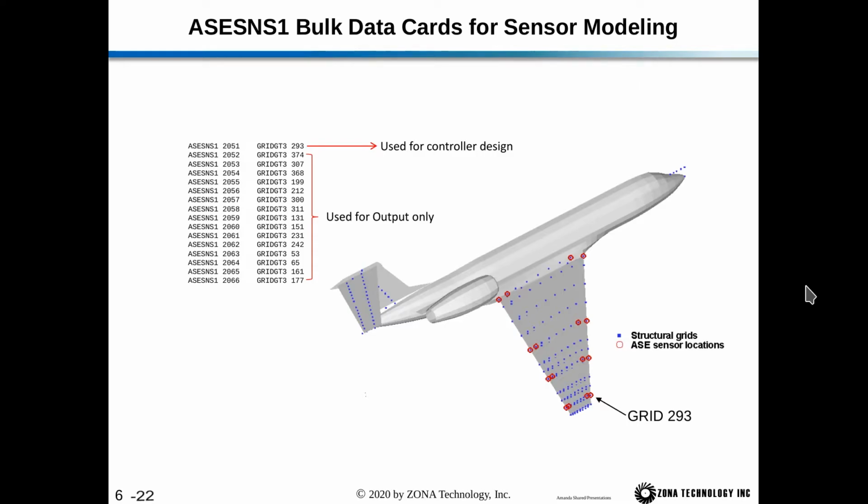Next, we have our sensors. So once again, I recommend the sensor 1 option because it's easier to read. So you can see straight away just by looking at the bulk data card, the ASE sensor 1 with ID 2051 is a grid acceleration in the Z direction at grid number 293. So this is grid 293. So this is an accelerometer in the vertical direction. This grid will be used for the controller design, and then the remaining sensors here are only used for output.